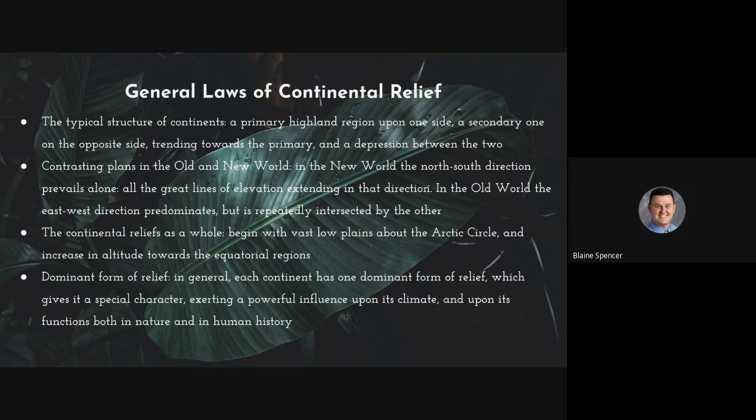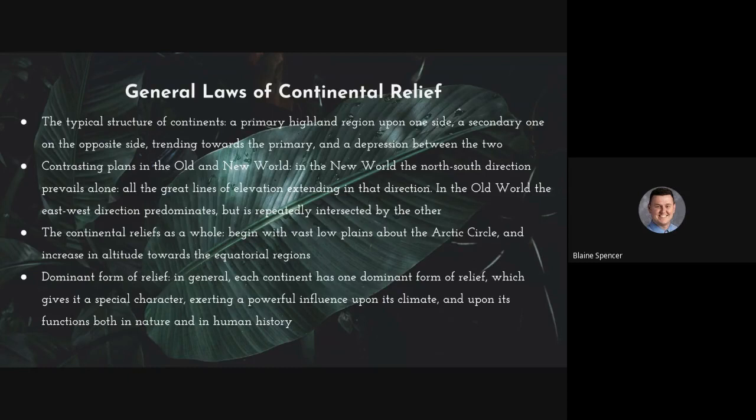So what this last law is saying is that each of the six continents has a unique dominant relief. Maybe it's a mountain system, or it's a plain, or it's a plateau. Whatever form of relief it has, that is going to be what controls the climate. What controls the nature, what controls how humans live and survive and thrive on that continent.